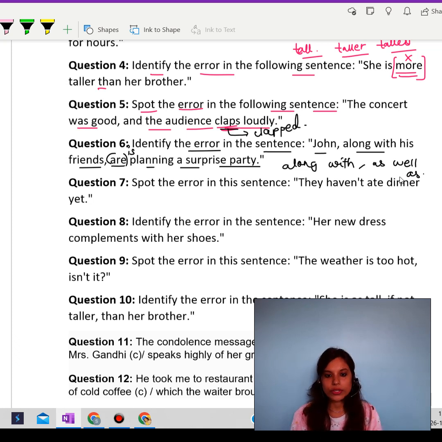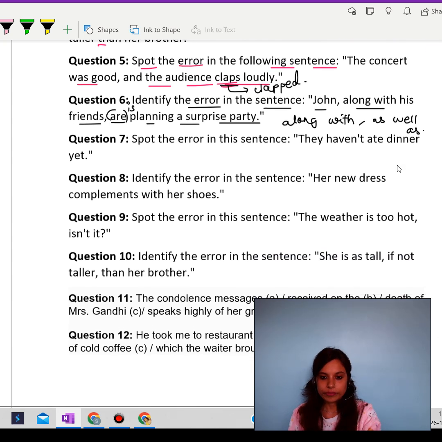So over here also it would be is, not are, because we are not considering separate people, like John is one and friends is one. No, we are considering John along with his friends as a group, together one group. That is why we are using the word is. So John along with his friends is planning a surprise party.